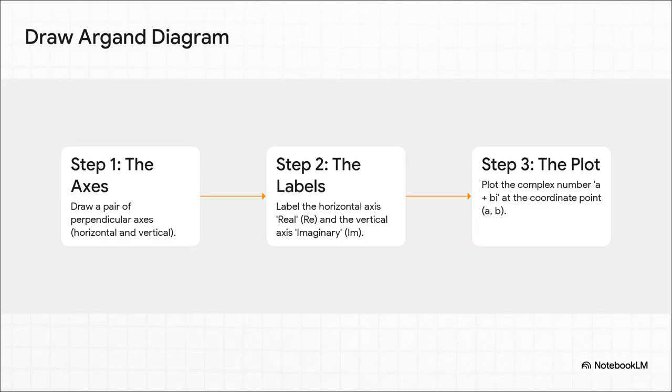And what's really cool is that plotting one of these numbers is actually super simple. You just treat it like a set of coordinates on a map. For a number like a plus bi, you go a units along the horizontal real axis, and then b units up or down the vertical imaginary axis. The spot where you land, the point (a, b), well, that's your complex number.